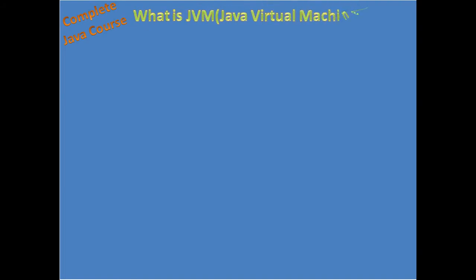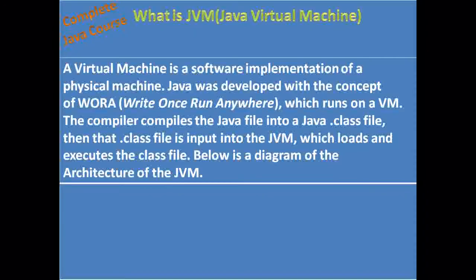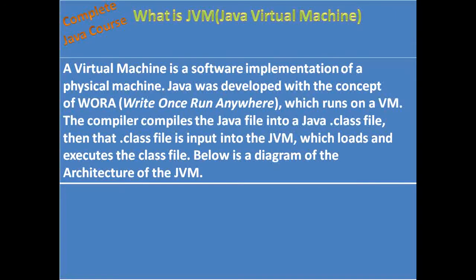Now what is JVM or Java Virtual Machine? A virtual machine is a software implementation of a physical machine. Java was developed with the concept of WORA, which means write once, run anywhere. You write the code and compile it on one machine and you can run that code on any machine. That is the concept of Java, which runs on a virtual machine.